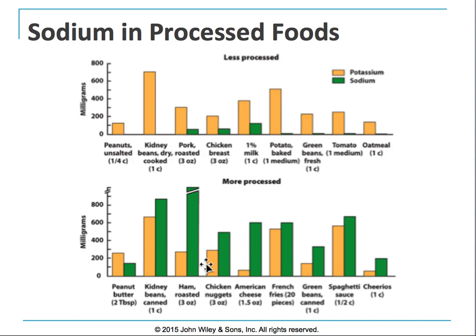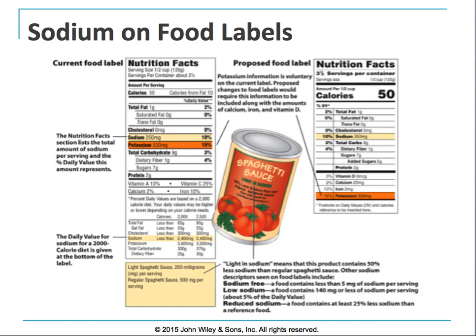So for instance, if you wanted to have chicken, 3 ounces of chicken nuggets has way more sodium than potassium. So if you were somebody looking to limit your sodium, you might instead choose a less processed chicken breast, same size, 3 ounces, and you'd be getting potassium, but not as much sodium. So, canned green beans versus fresh green beans, French fries versus a baked potato. All kinds of different exchanges here and how those choices can impact your mineral consumption.